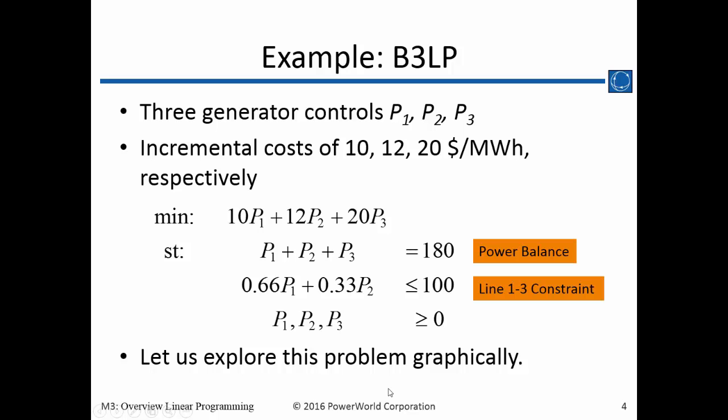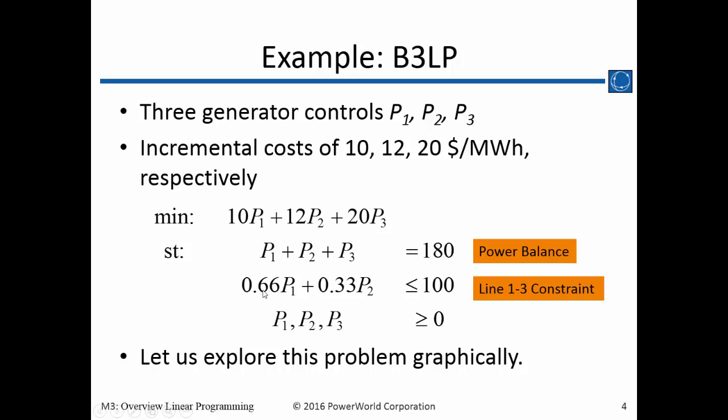Just looking at the 3-bus example that we looked at earlier, where we have 3 generators, at generator bus 1, 2, and 3 with costs of 10, 12, and 20 respectively. What we're trying to minimize is 10 times the output of generator 1 plus 12 times the output of generator 2 plus 20 times the output of generator 3. That's the total cost. And then the constraints: the total generation equals the total load for the area. Initially we looked at it and it was 180.